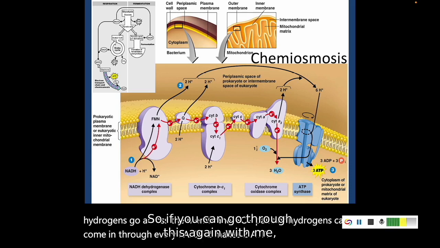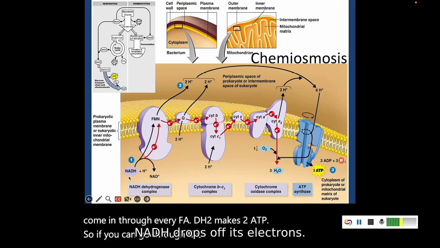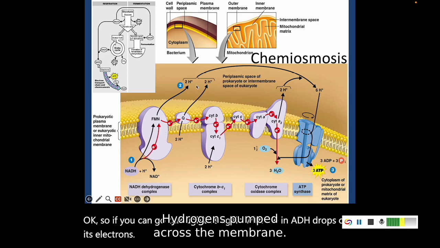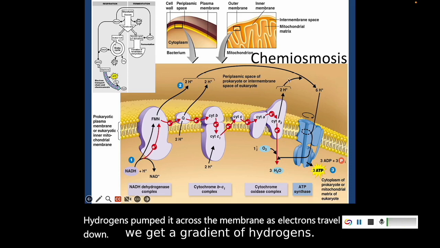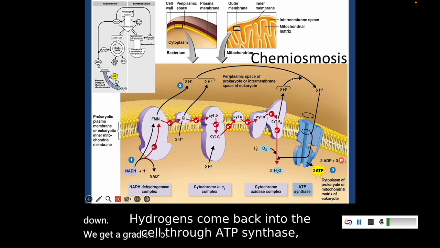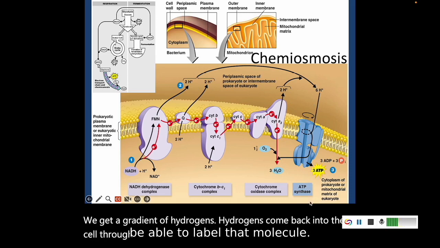Okay, so if you can go through this again with me. NADH drops off its electrons, hydrogens pumped across the membrane as electrons travel down. We get a gradient of hydrogens. Hydrogens come back into the cell through ATP synthase. Be able to label that molecule for me. ATP synthase makes ATP.